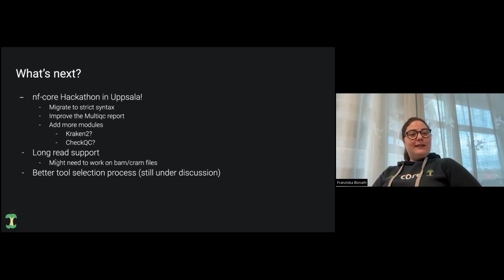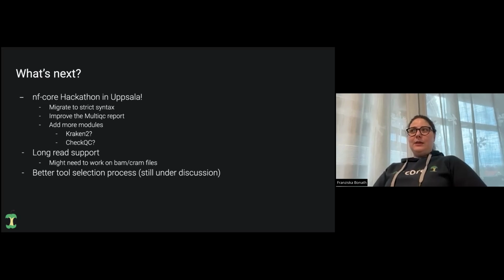And my wish is that there we will at least start to work on the migration to strict syntax, which is important because the deadline is approaching. Also, I would like to improve the MultiQC report for better readability. And there are a couple of modules that have been excluded from the first release for easiness reasons. For example, Kraken 2, I'm pretty sure, is as good as ready to be included. Also CheckQC, I've seen there is a PR for it, and a few more.